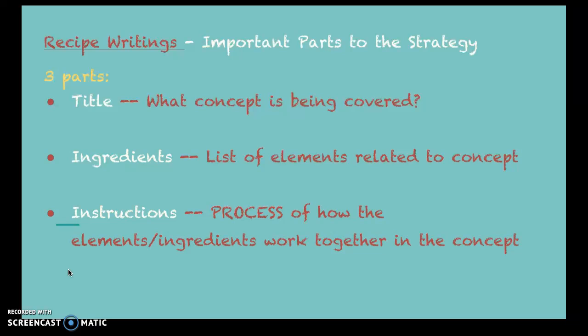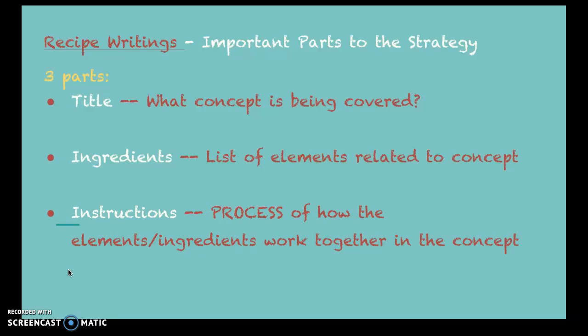Recipe writings have three important parts: the title, which is the concept being covered. That title can also be represented by a math problem or a historic event, or maybe an artistic skill like watercolor painting, which is an example we will see later. But the title is really just telling what the concept map will be about.